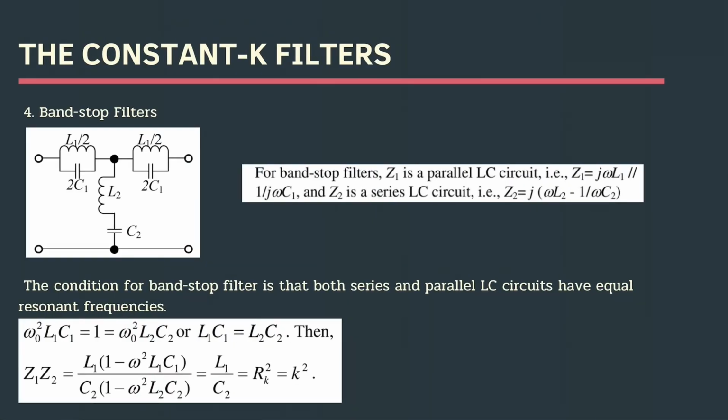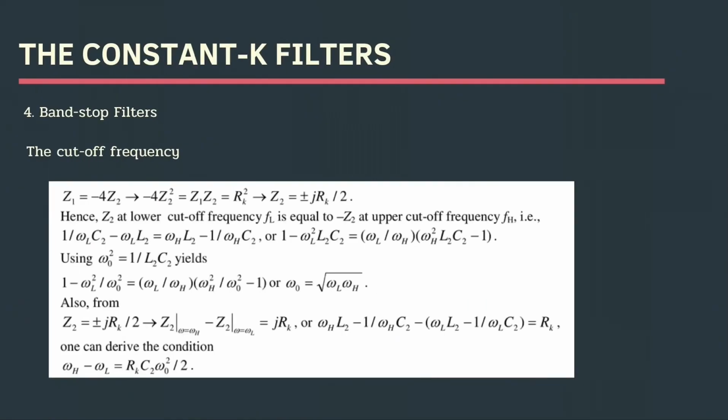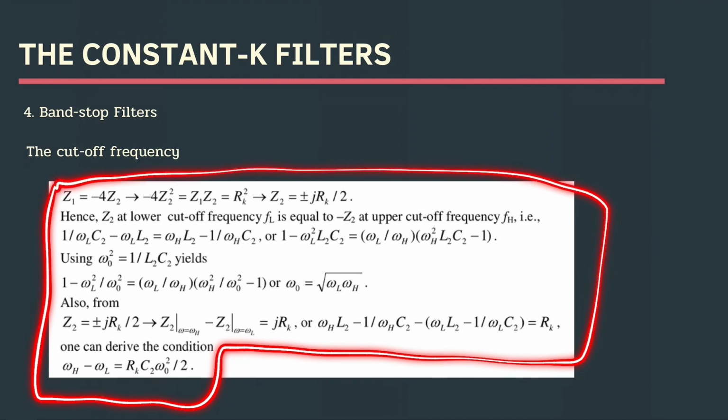For the band stop filter, C1 is a parallel LC circuit from this equation, and the condition for the band stop filter is that both series and parallel LC circuits have equal resonant frequency from this equation. And the cutoff frequency for the band stop filter, we get this equation from the figure.